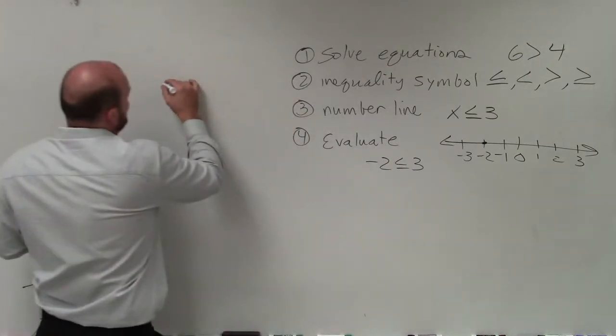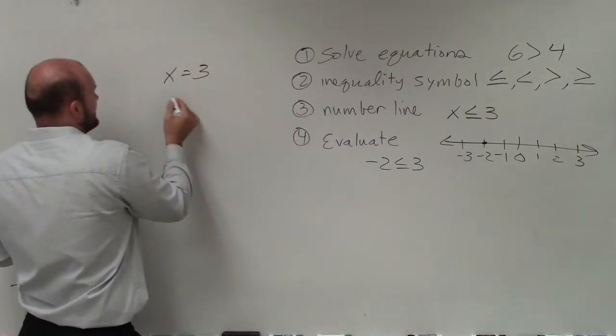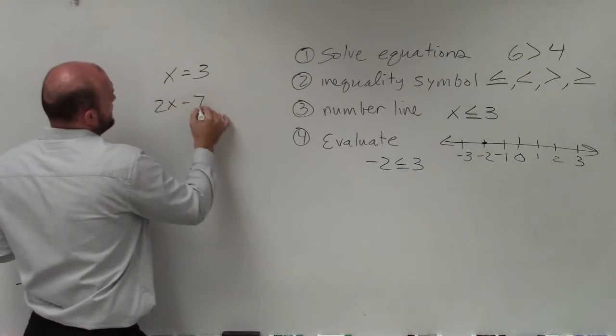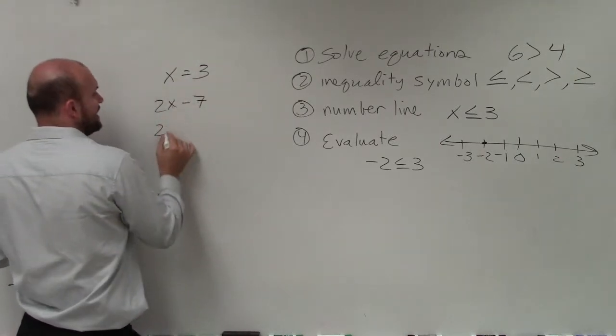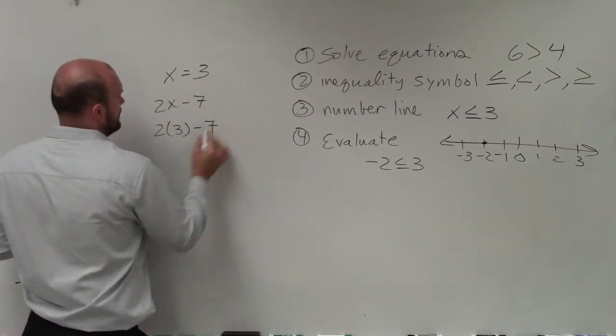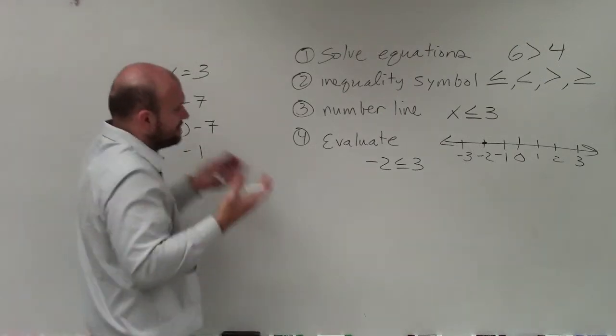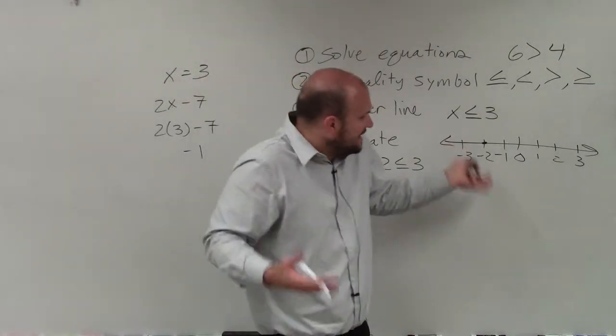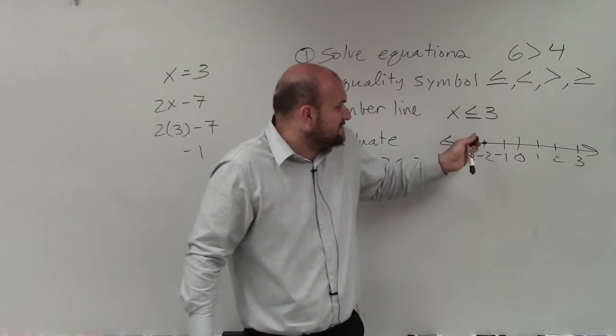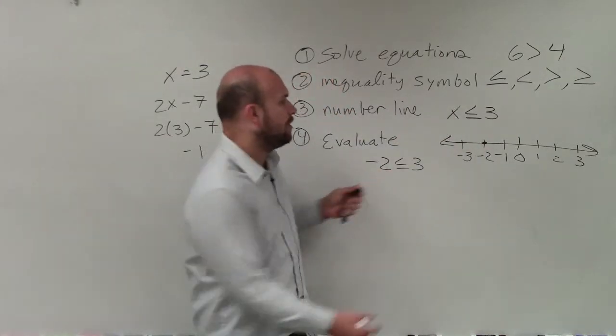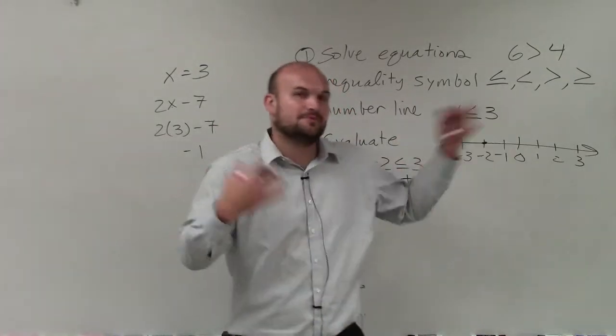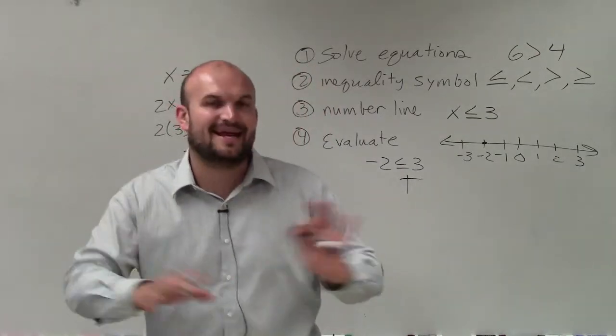Just like evaluating, if I said x equals 3 and I give you the expression 2x minus 7, then you plug the 3 in for the x, and therefore you get negative 1. Now here, I'm saying, what if x is equal to negative 2? Well, when I put negative 2 in for that inequality, it ends up being true, and that's where we're going to get into graphing. But I don't want to get ahead of ourselves.